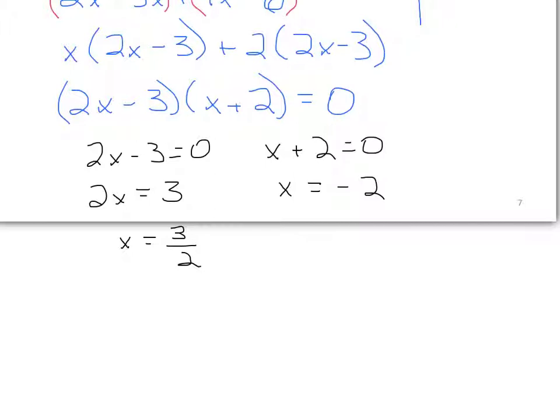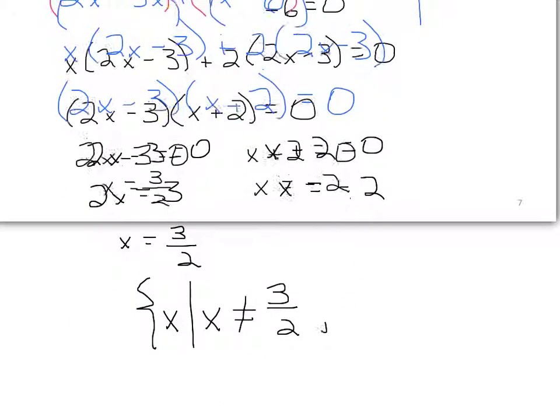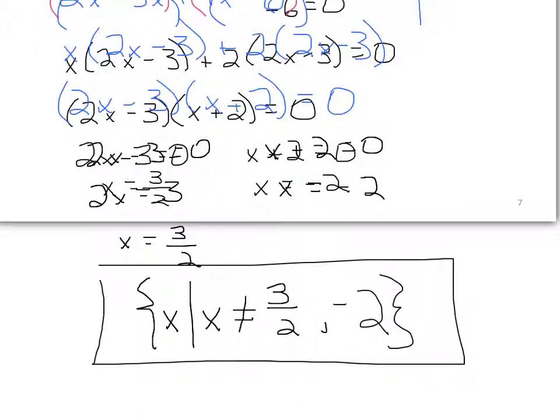Remember that domain is all the possible values of x. So for x, we can use every value of x except for 3/2 and -2. So you have to know how to write this in set notation, which looks like this.